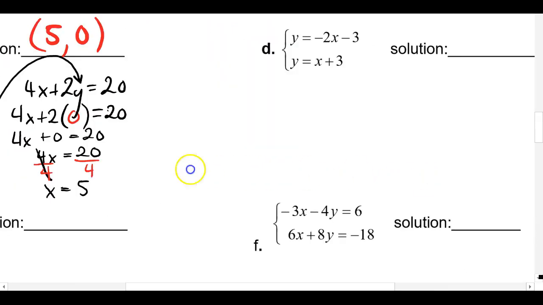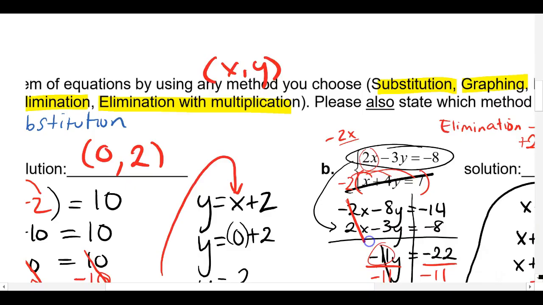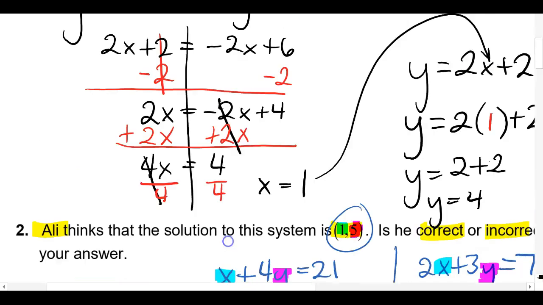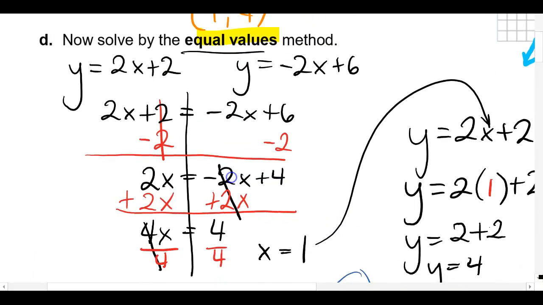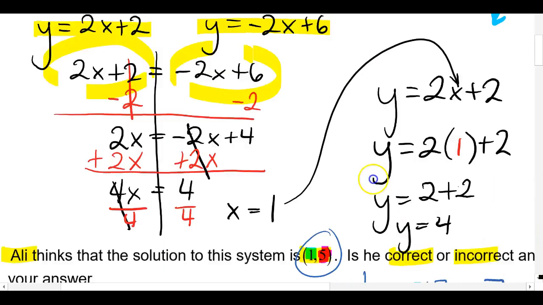Okay, so let's go over to D. Okay, so now, in this case, I have one equation that has y by itself and another equation that has y by itself. Well, the last time I had a problem like that was if I go back up to the first page and I go over here to the equal values method. Well, we had an equation where it was y by itself, and y equals by itself, and then we set them equal to each other. Okay, so let's go ahead and do that.